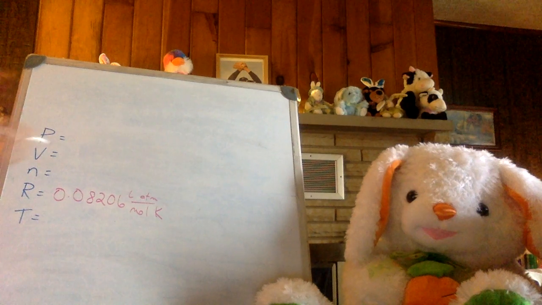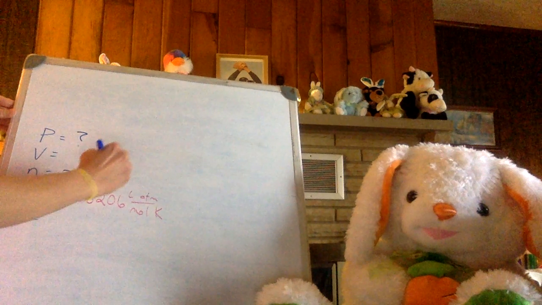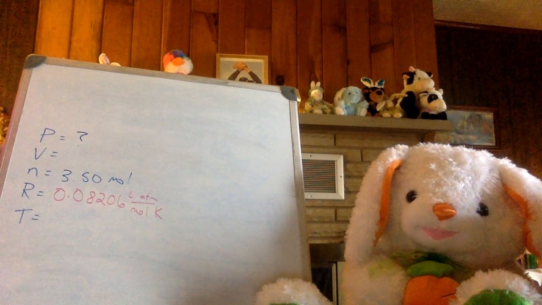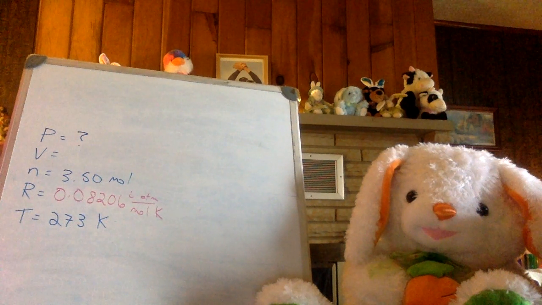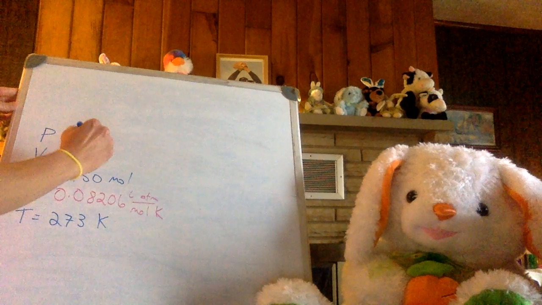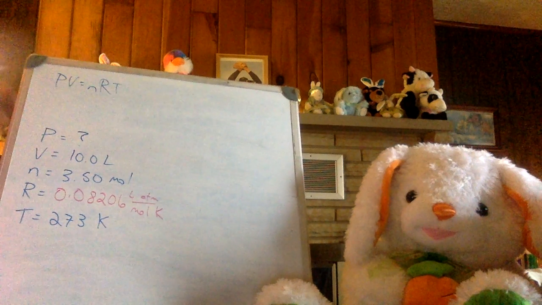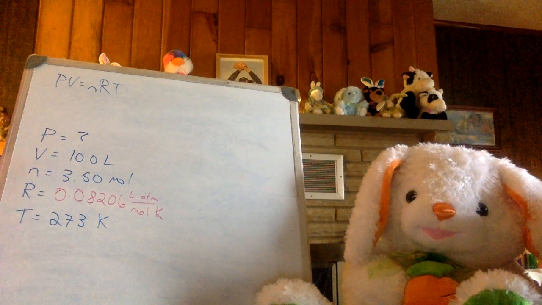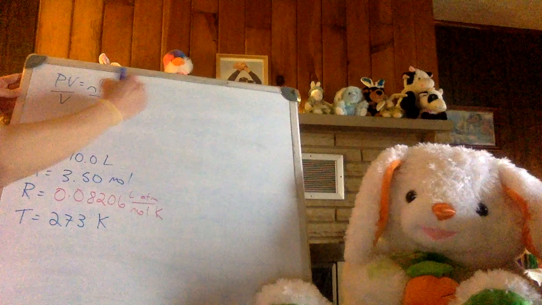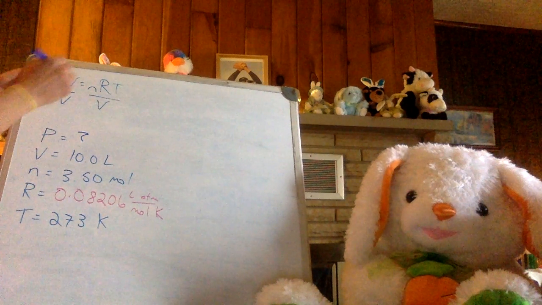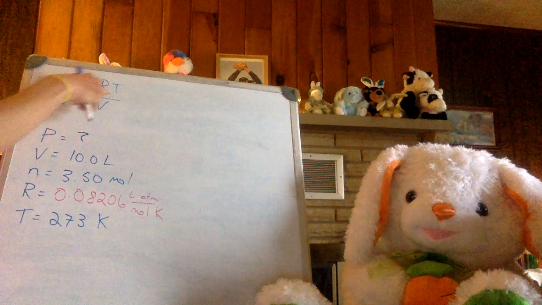First practice problem. What pressure is exerted by 3.50 moles of gas at 273, and I'm going to double check. Yup, that's Kelvin. I'm good to go there. In a volume of 10.0 liters. PV equals nRT because that's what this whole thing is on. I want to get pressure by itself. If I divide both sides by volume, I can cancel volume here and say that P equals nRT over V.